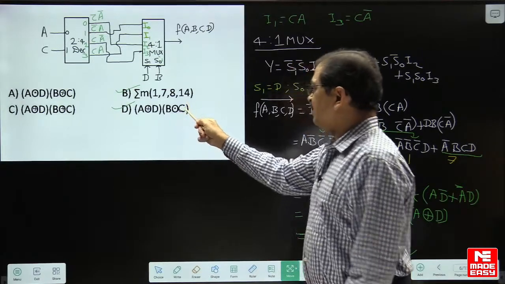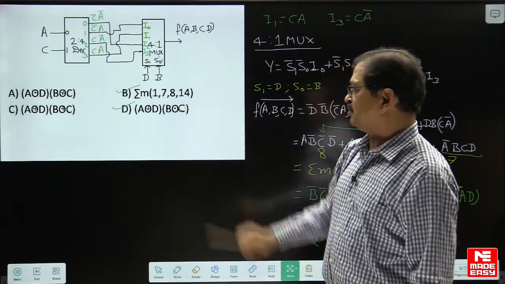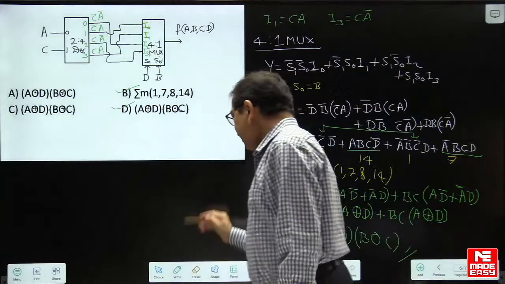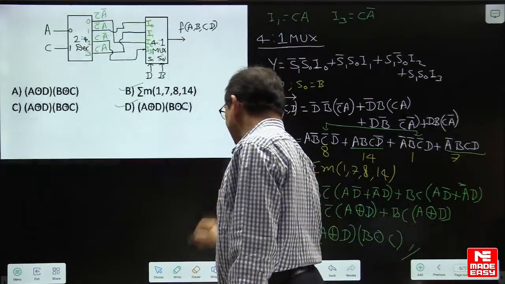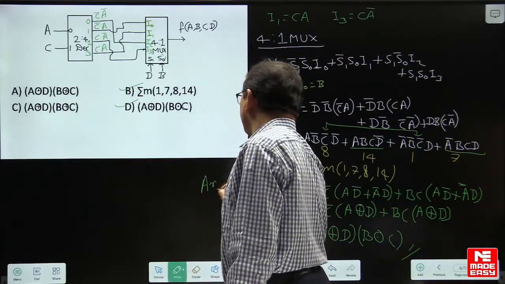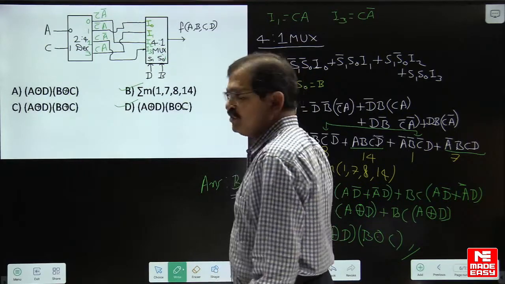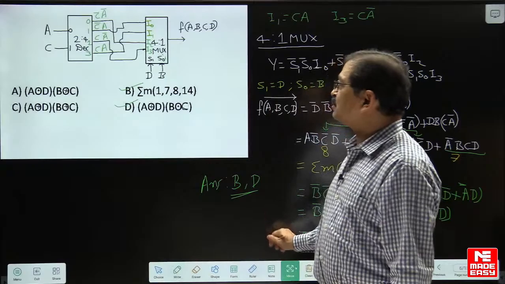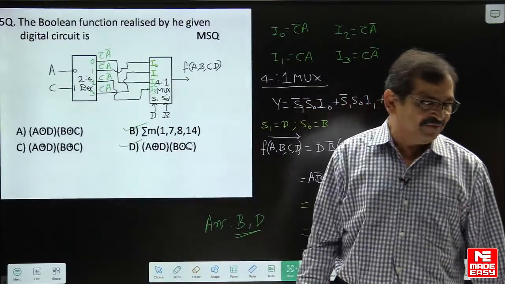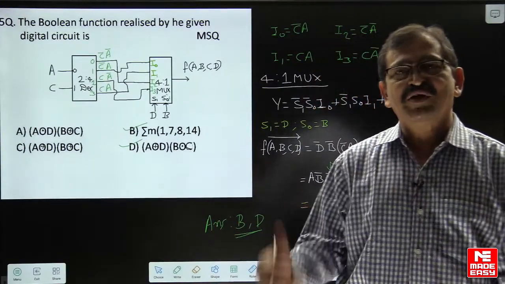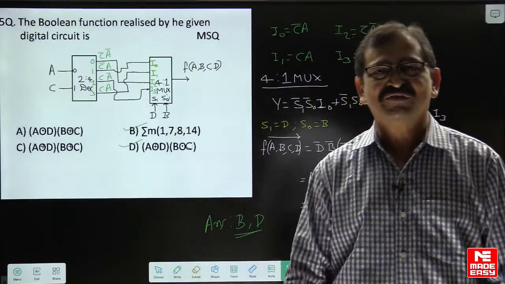So typing mistake either, it is to be C this. So anyway, the answer we are having to this question is B and D. If you look at the question, the answers are this. So what is the question we discussed here? This question demands the knowledge of the multiplexer. This question demands the knowledge of the decoder.